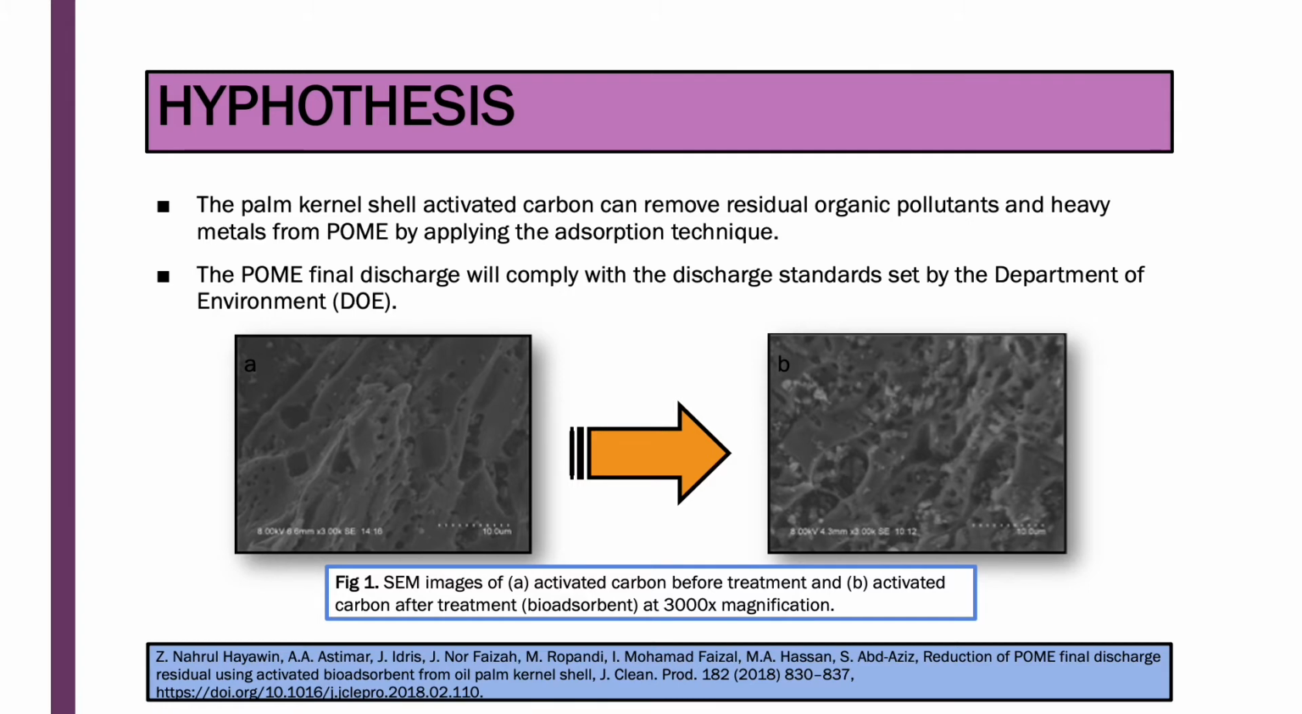From figure 1, you can see the scanning electron microscope image of activated carbon before treatment and after treatment at 3000 times magnification. Here you can see the red area is where the organic pollutants and heavy metals were trapped.